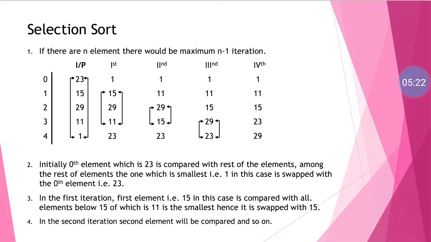In the first iteration, the first element, that is 15, will be compared with all the elements below it, and among all those elements below, the one which is the smallest will be swapped with the first element. So 11 is the smallest and 15 is the first element, so both of them will be swapped. In the second iteration, the second element, that is 29, will be compared with all the elements below it, and among those below elements, the one which is smallest, that is 15, will be swapped with the second element, and so on.